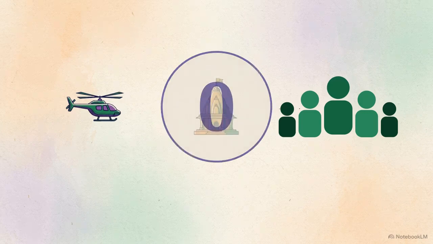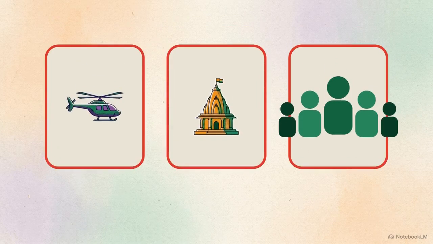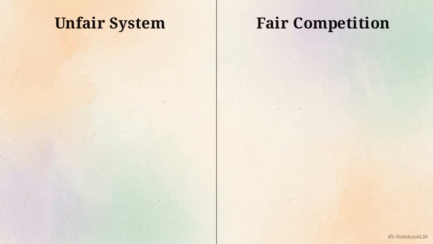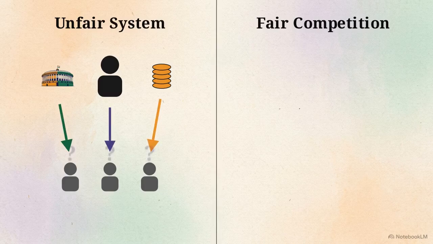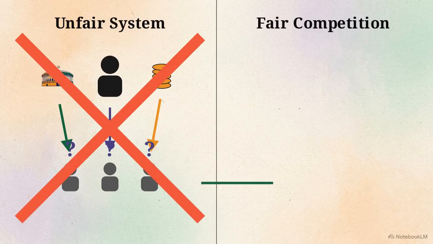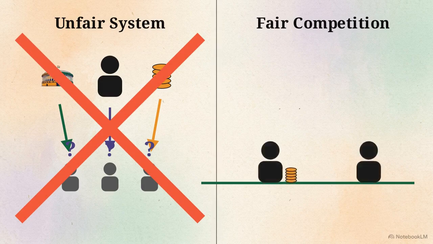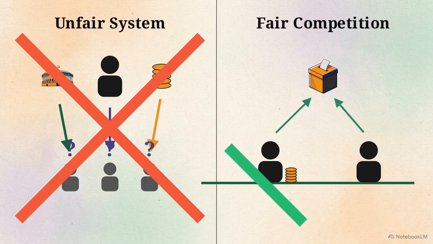Time's up. He broke 3 specific rules: using a government vehicle, campaigning at a place of worship, and appealing based on caste. These rules exist for a reason. Without the Model Code of Conduct, candidates who already hold government power or those with immense wealth could easily manipulate the outcome, destroying any chance of fair democratic competition.